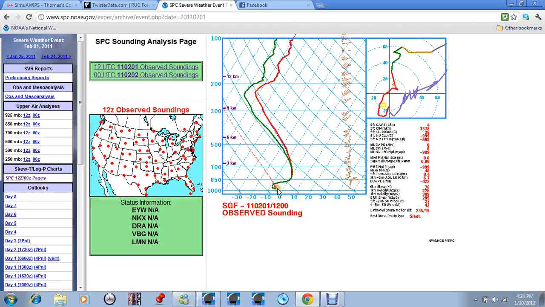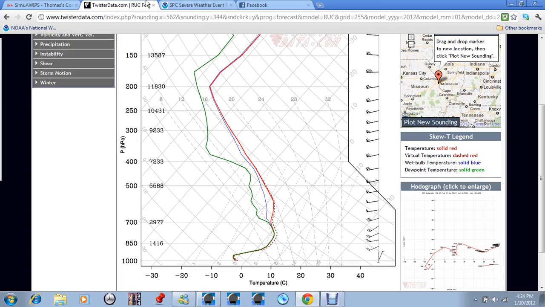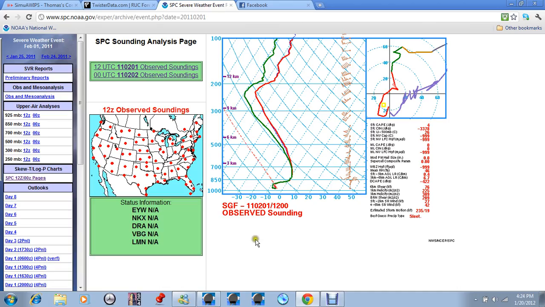This is a sounding out of Springfield, Missouri. Now, why did I pick this sounding? I probably should say as well, this is a model sounding. This is the rapid refresh model for St. Louis. But this is an actual sounding coming out of Springfield, Missouri. And why do I know that this is a sleet sounding? Because here's the 0 degrees Celsius line.